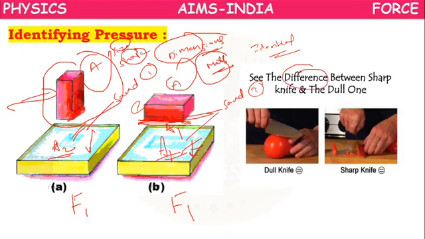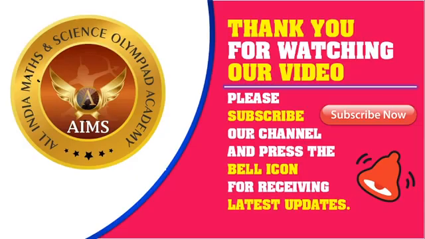Next, the difference between a sharp knife and a dull one. A dull knife, you can also call it blunt; the opposite word of sharp is blunt. With the sharp knife, we can cut a tomato easily. Why? For the sharp knife, the area of contact is less because it is very, very sharp, so we can cut the vegetables easily. Whereas with the blunt knife, we cannot cut the vegetables as easily as with the sharp knife, or we have to apply more force. So from the force concept, we can also understand the concept called pressure.